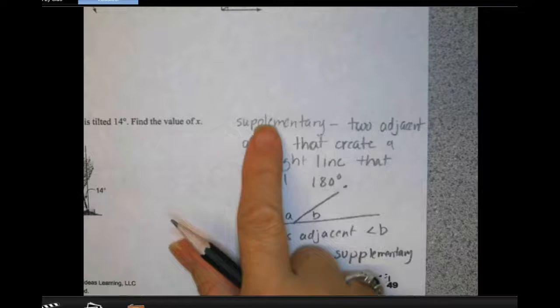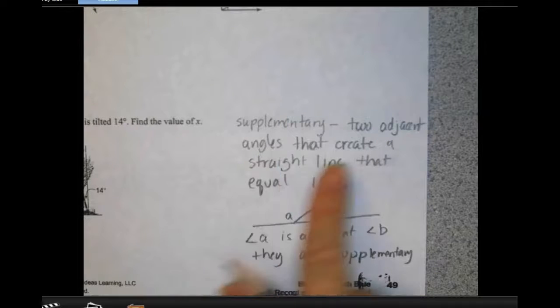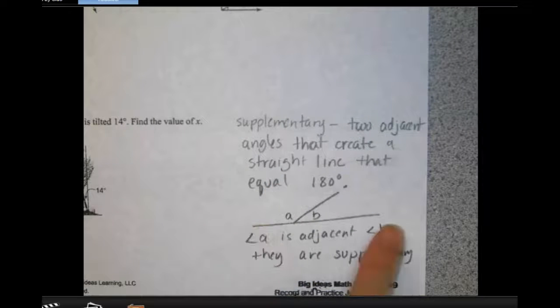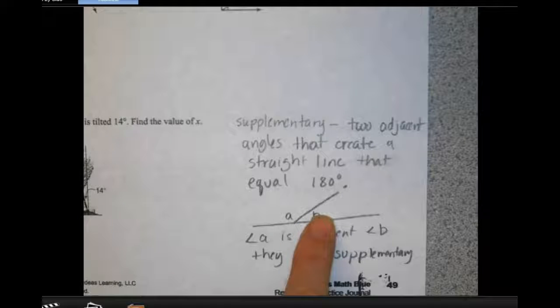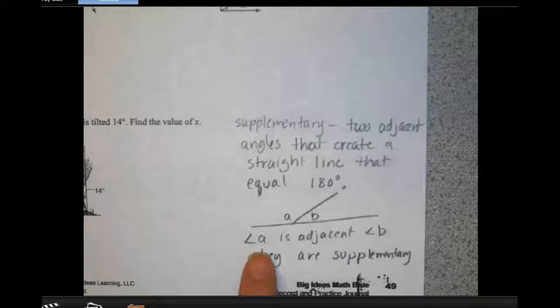Okay, so supplementary angles are two adjacent angles that create a straight line. Here's my straight line. Here's my two adjacent angles that equal 180 degrees. Angle A is adjacent to angle B. They are supplementary.